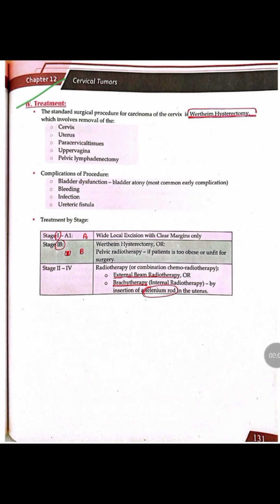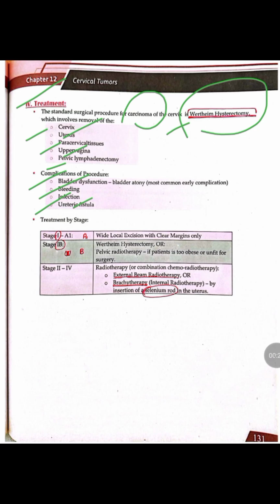Next is the treatment of cervical cancer. So surgery is the mainstay of treatment for carcinoma of the cervix, and the surgery we do for cervical cancer is known as radical hysterectomy. And this surgical procedure involves the removal of the cervix, uterus, parametrial tissue, upper vagina, and also the removal of the pelvic lymph nodes. And the complications of this surgical procedure include bladder dysfunction, bleeding, increased chances of infection, and ureteric fistula.